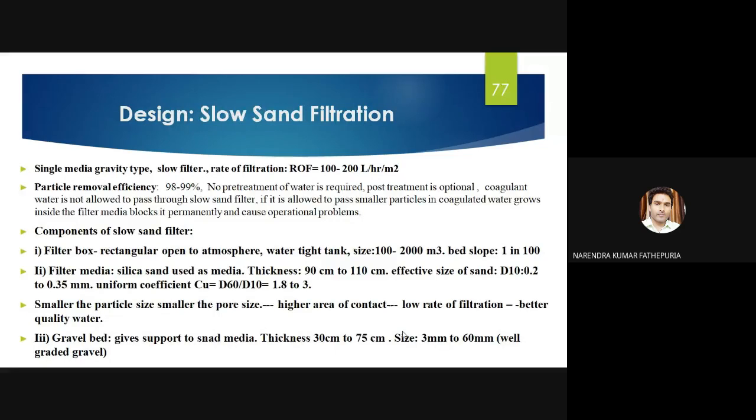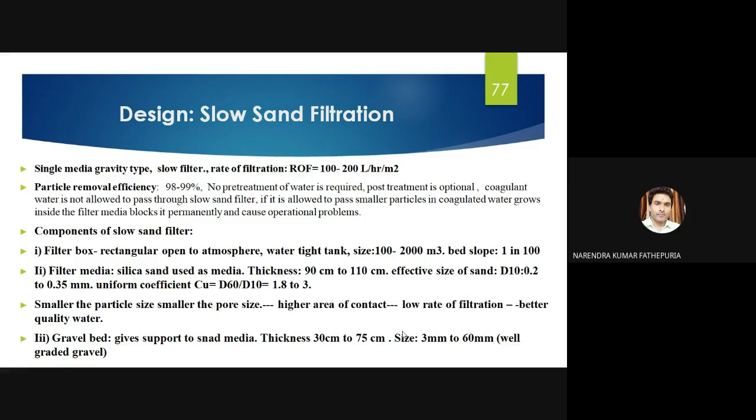Now we'll come to the design of slow sand filtration. The bacterial removal efficiency, as I told you, in particle removal efficiency is 98% to 99%. Rate of filtration is given for a single meter tap as 100 to 200 liter per hour per square meter. No pre-treatment of water is required. Post-treatment is optional.